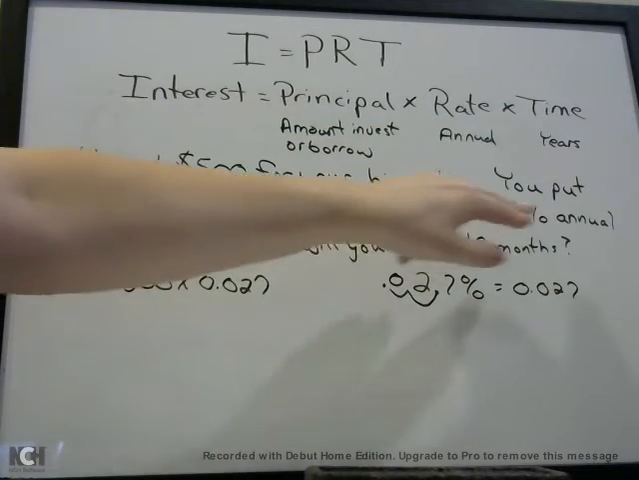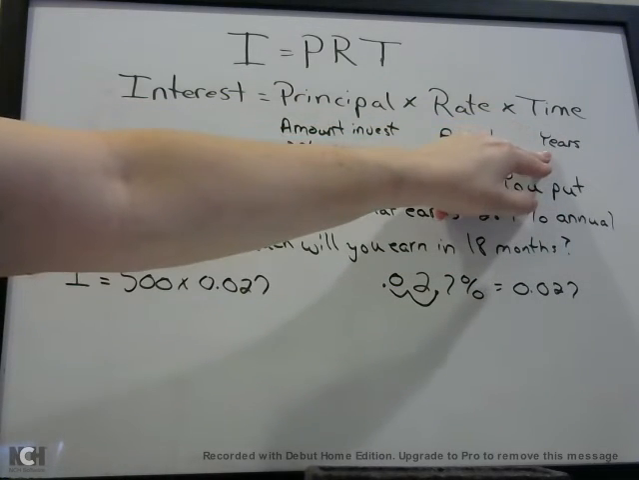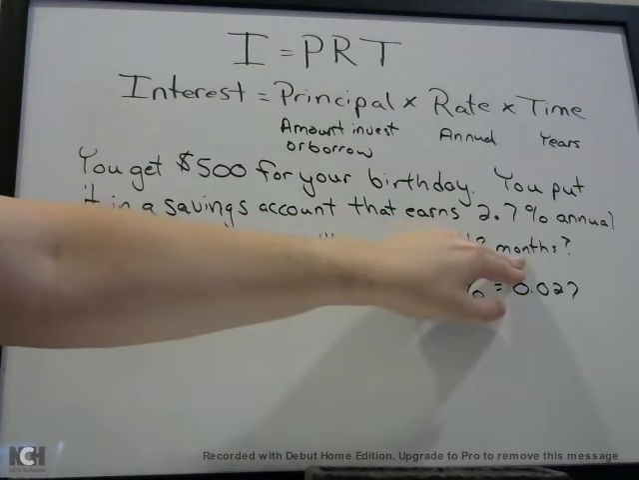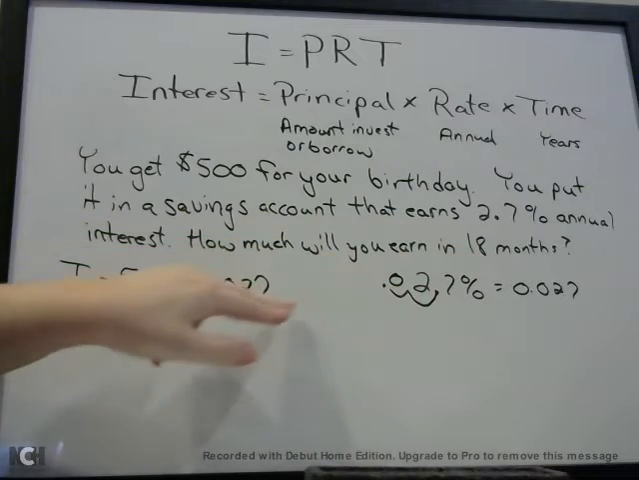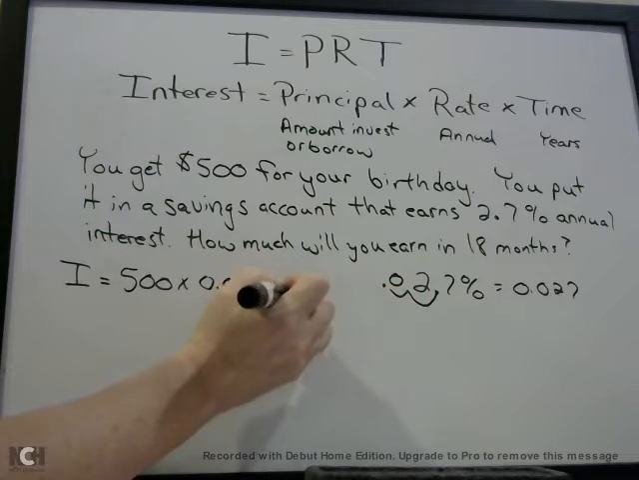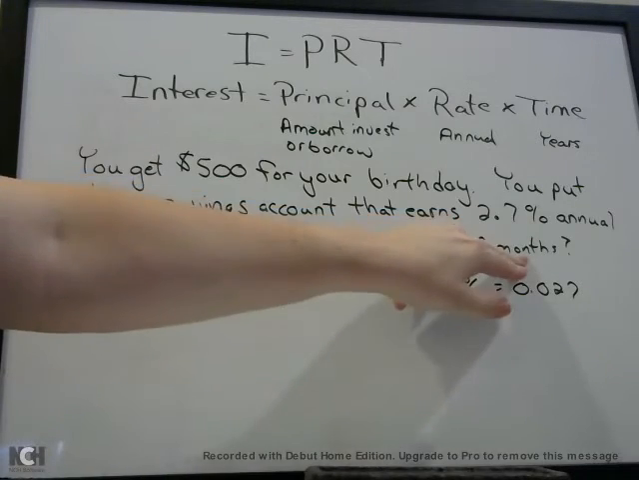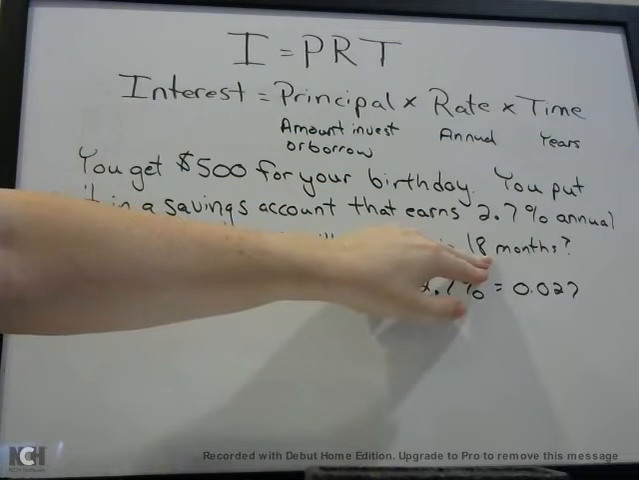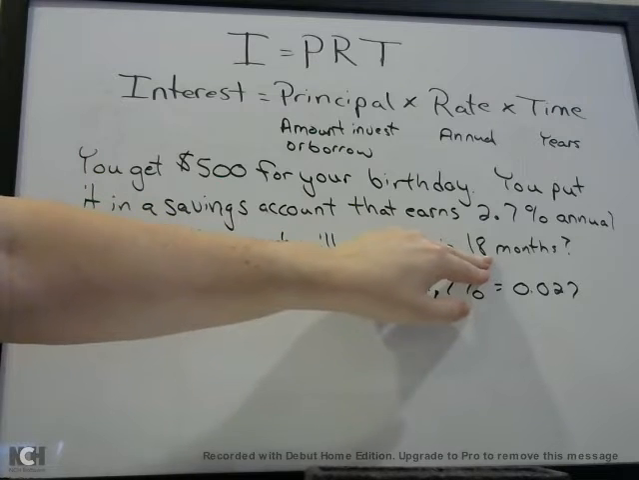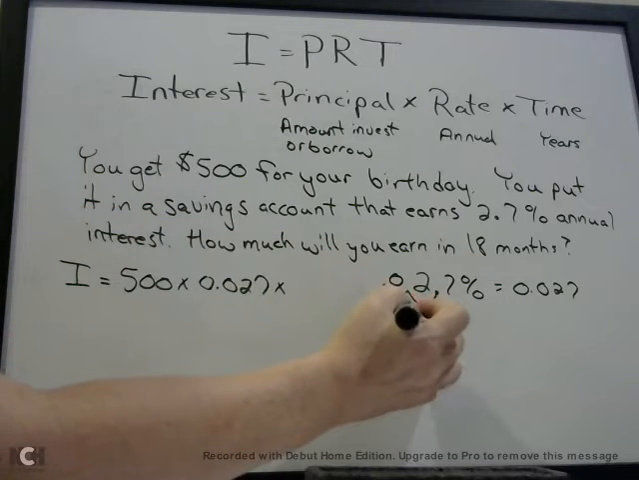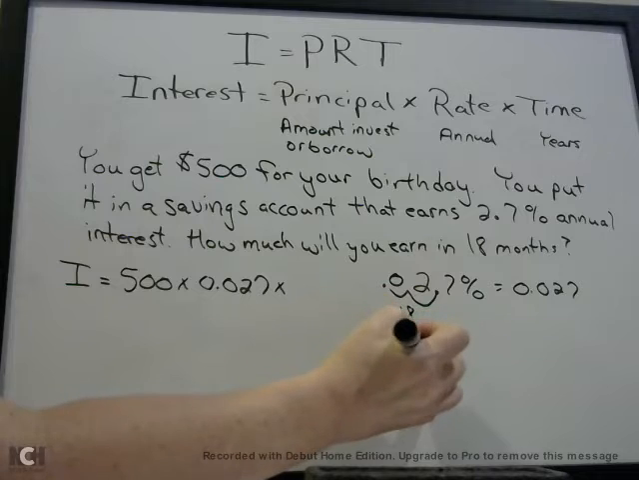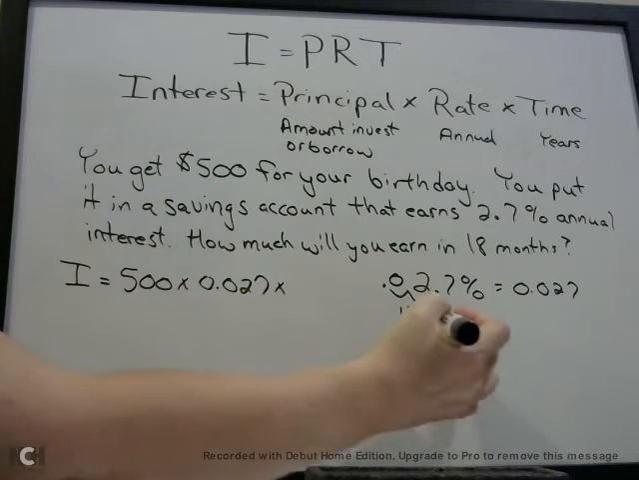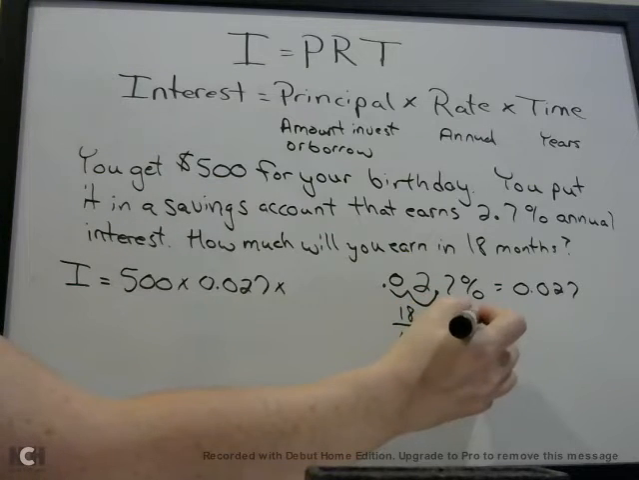Now remember, this is an annual rate, so your time has to be in years. This is where they're most often going to get people. They give you 18 months, and a lot of people are just going to put 18 in here. But don't do that. This is given in months, but you need to put it into years. So how many years is 18 months? If you don't know how to figure that out, you basically divide it by 12 because there are 12 months in a year. So 18 divided by 12, you put that in your calculator, you get 1.5.